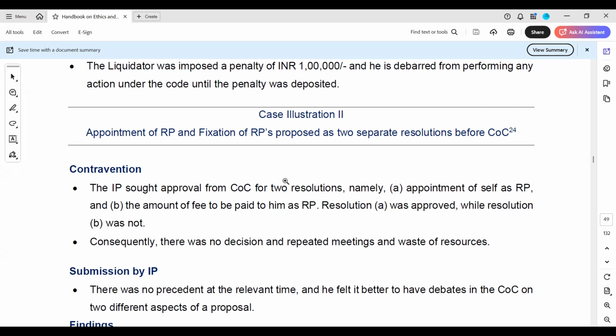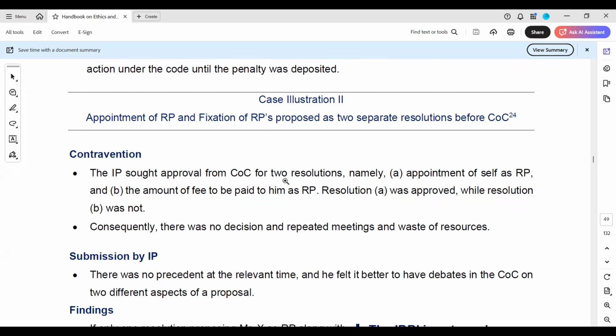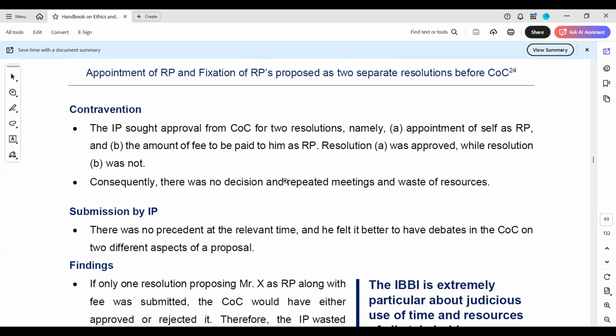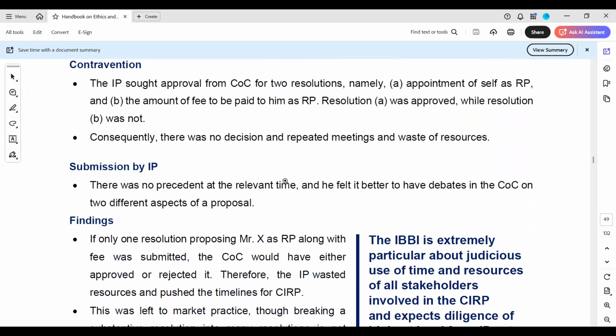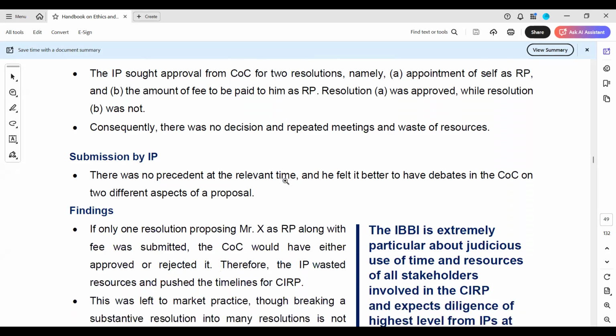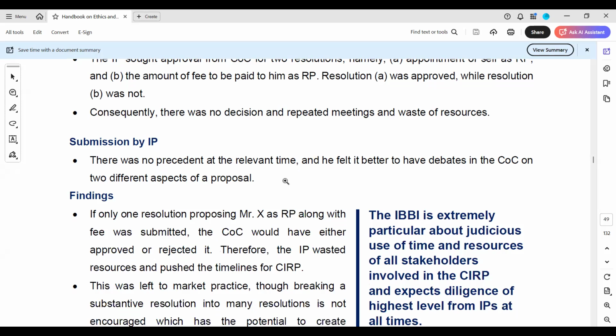IP sought approval from COC for two resolutions. पहला, appointment of self as RP and amount of fees to be paid to him as RP. Resolution A was approved, B was not approved. Consequently, there was no decision and repeated meetings and waste of resources. ठीक है? तो उन्होंने कहा, भाई आईबी ने कहा कि भाई आप इतने चालाक क्यों बन रहे हो? आप एक ही रेजोल्यूशन बनाते ना, आपने दो रेजोल्यूशन बना दिया.